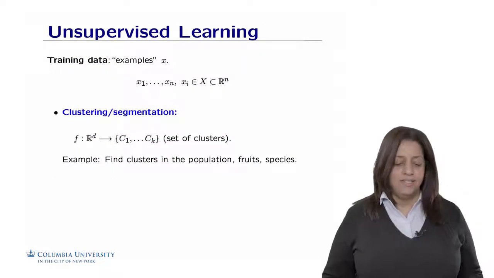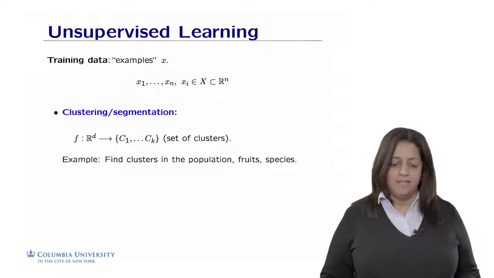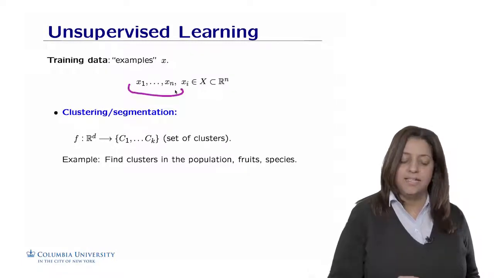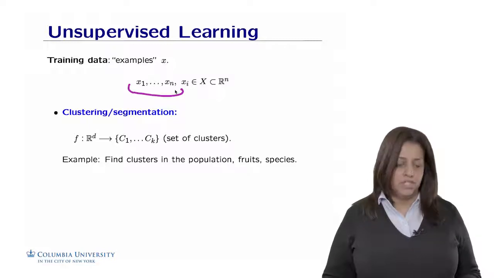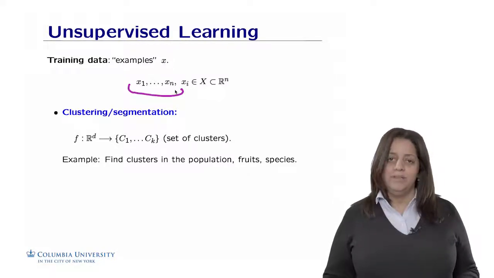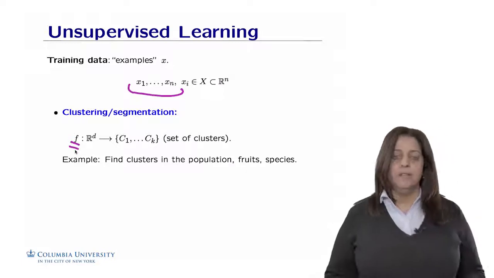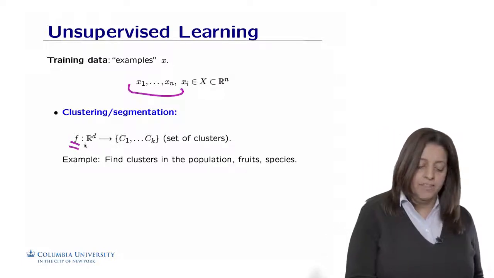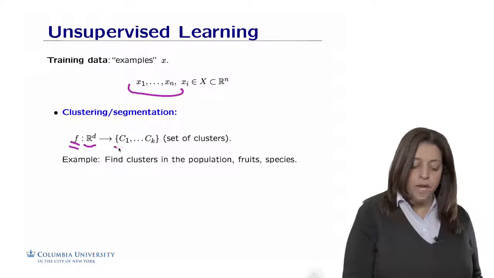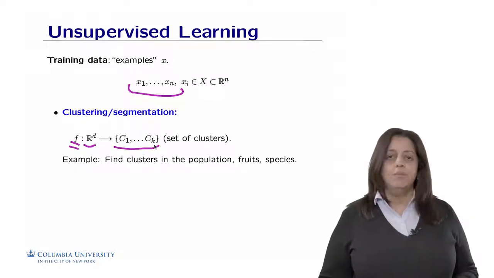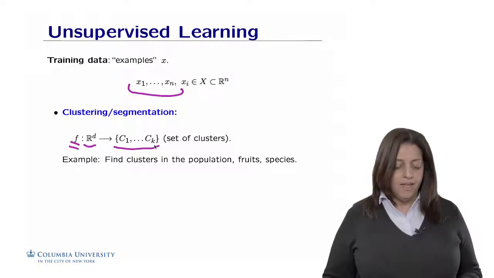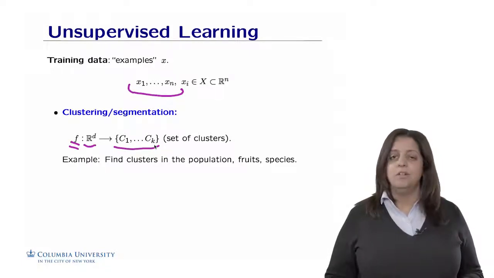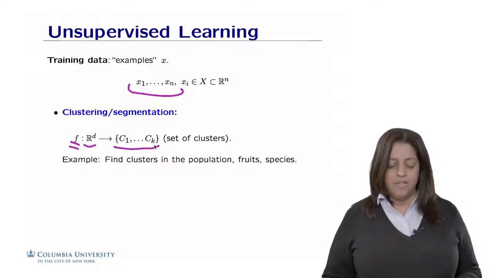In the unsupervised setting, we use training data as a set of examples, so we are only going to use the x's. The goal is to find some clustering or segmentation of the data, which is to build a model that we call F, and this model will be mapping the input vectors, the x's, to some set of clusters. So we want to be able to say these examples belong to some cluster. Examples of this include finding clusters in a population of data, or classifying fruits or species of fish.